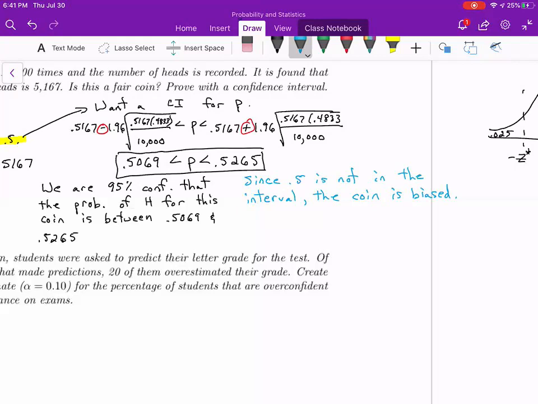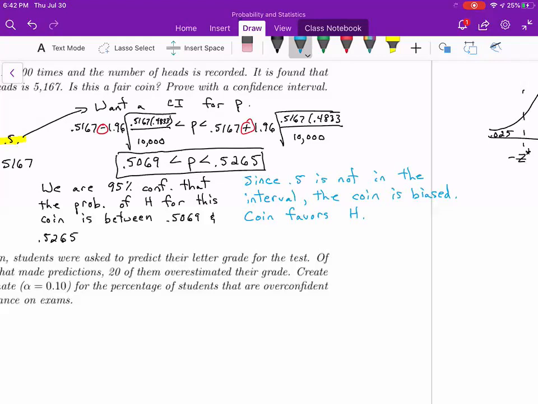Remember, this interval for P was developed from P hat. And P hat was our sample proportion of heads, which means P is the population proportion, which is an awkward way of saying probability of heads for this coin. And that probability, no matter what value it is in that interval, is larger than 50%, which means the coin favors heads. So I'm just going to put that note in here. The coin favors heads.